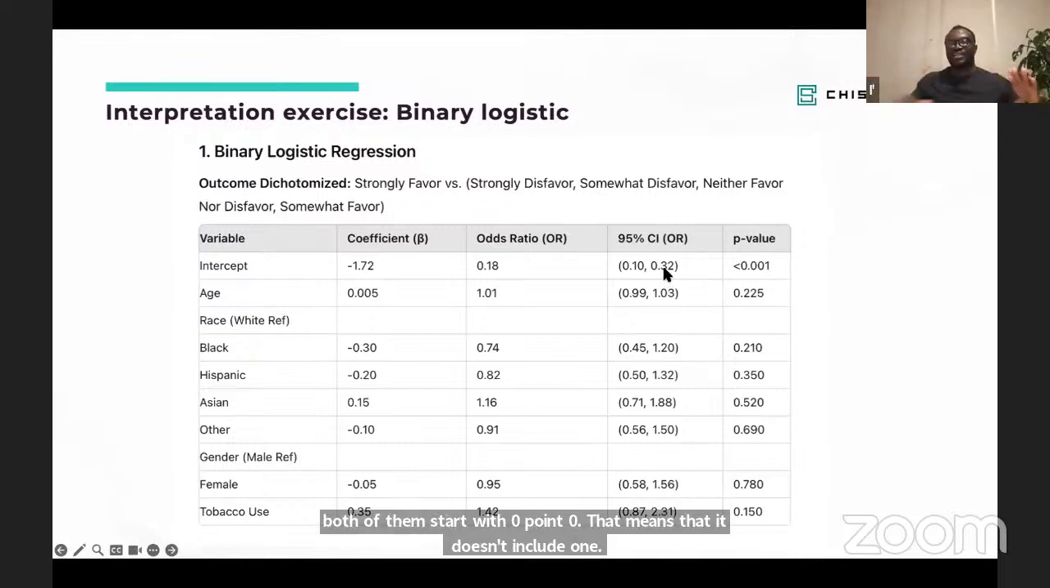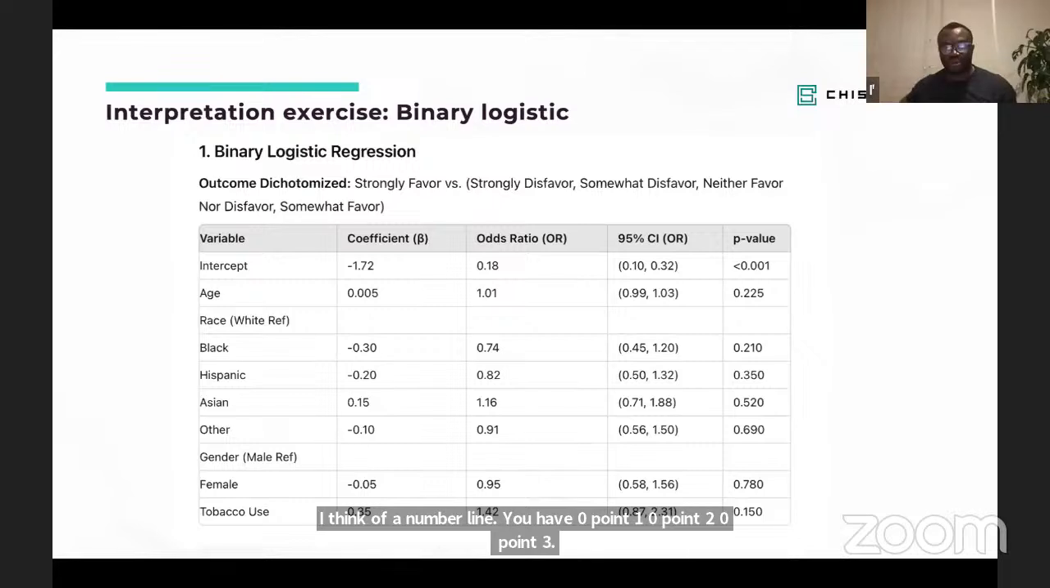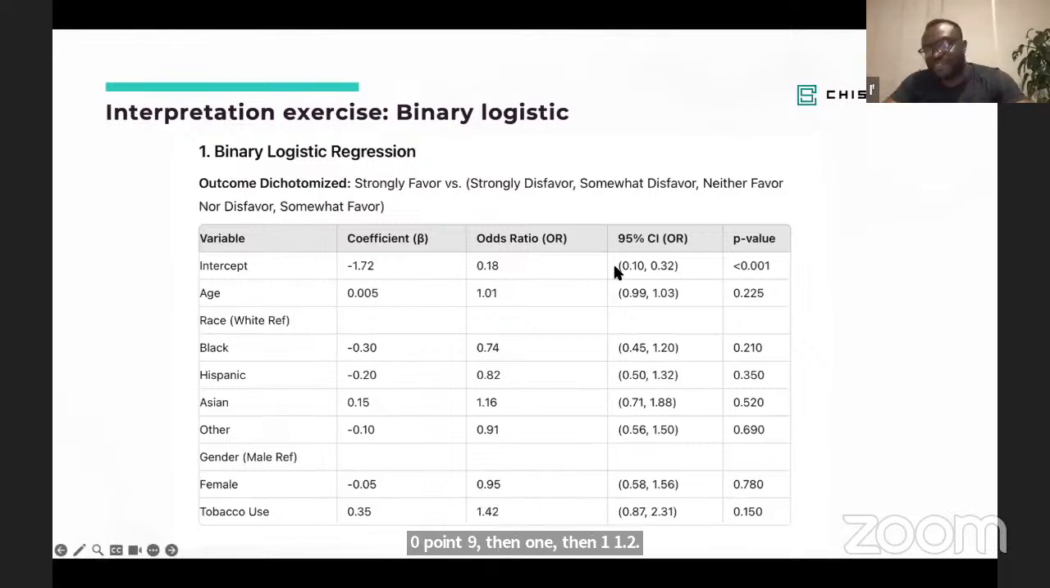So think of a number line. You have 0.1, 0.2, 0.3, 0.9, then 1, then 1.1, 1.2. So this doesn't include 1, obviously. That already tells us that this result is significant. Why? Because it does not include 1.